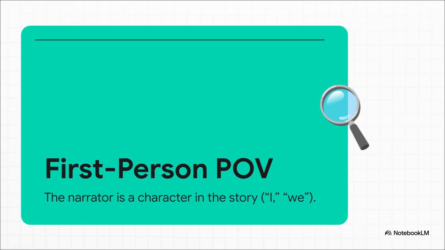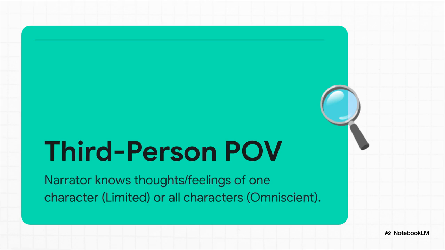So, of course, you've got your classic first-person POV. This is where you are locked right inside one character's head, seeing only what they see, hearing only what they hear. You know, the "I did this" and "we went there" kind of narration. And then there's third person, where the narrator is more of an outside observer, looking in. Now this can be limited, where they're just following one character, or it can be omniscient, which is that all-knowing, godlike view where we get to peek into everyone's mind. And trust me, the choice between these totally changes the game for how we experience a story.